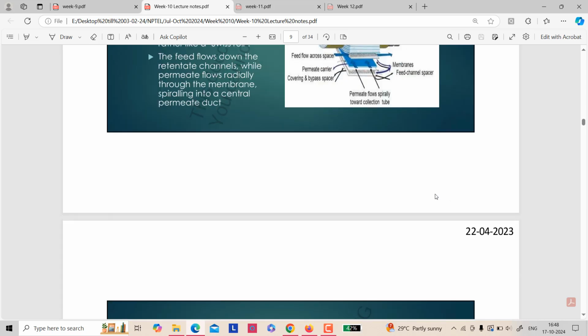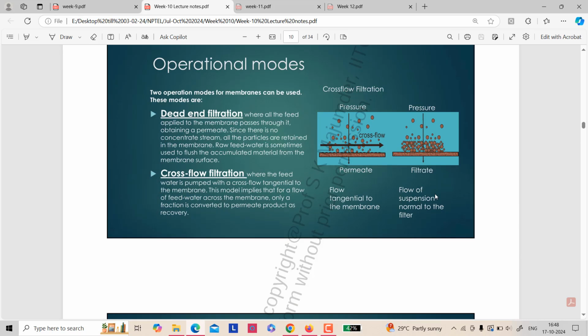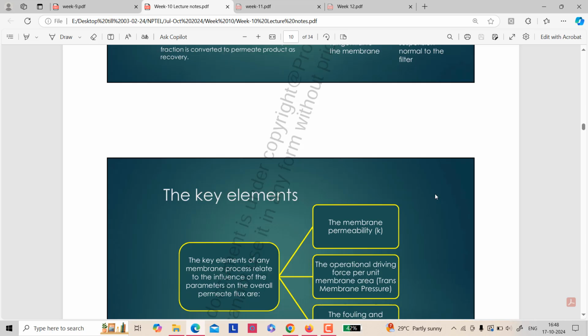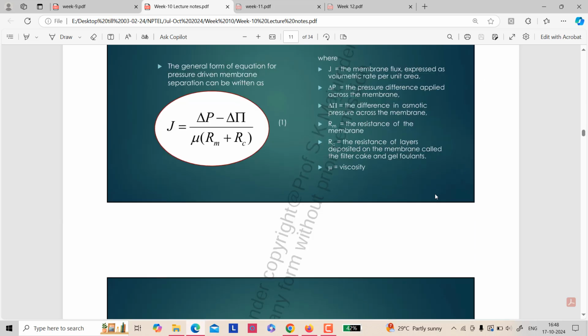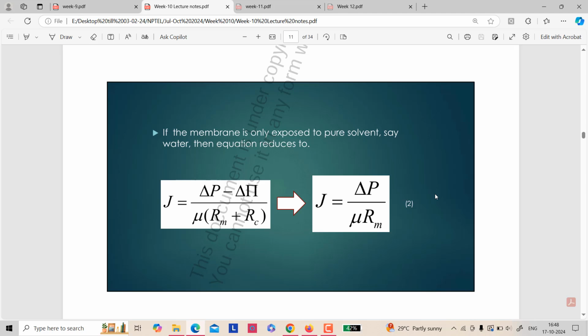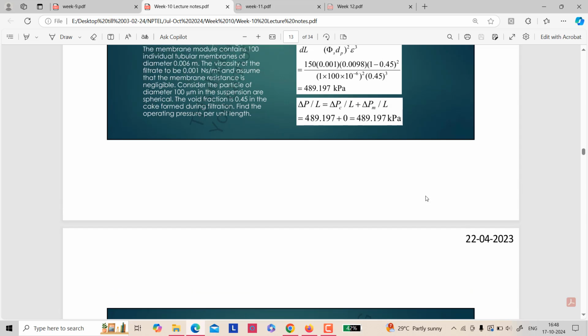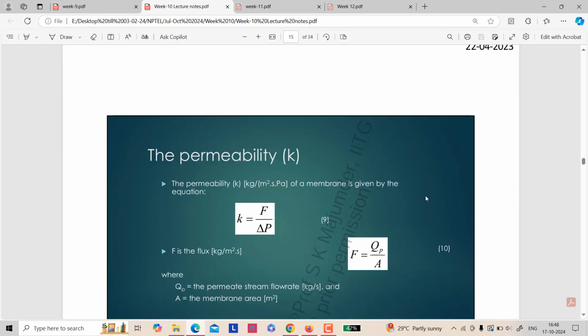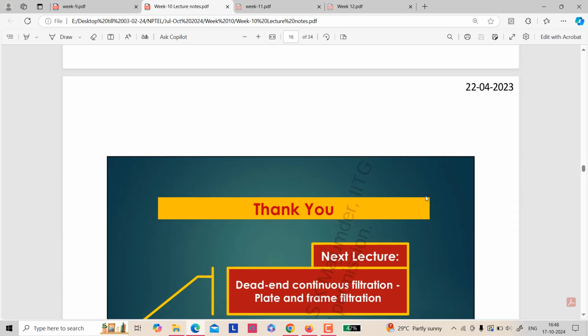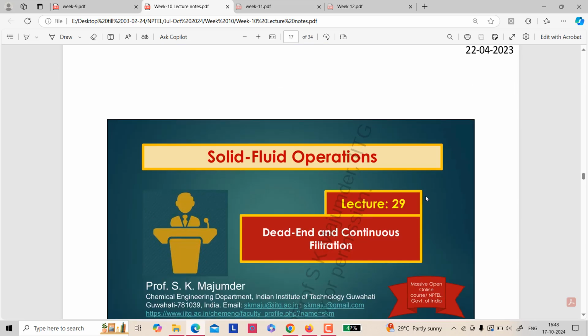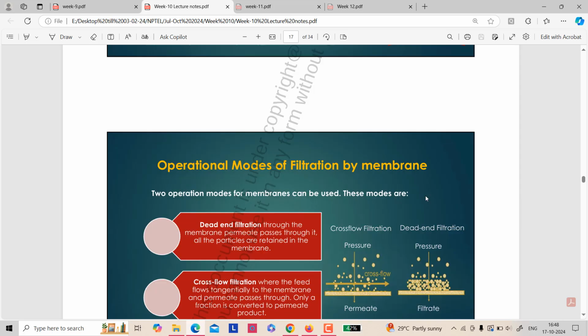This is the membrane configurations, the permeate membrane, cross flow filtration and dead end filtration. Then the general membrane equation is also calculated, and finally we'll get the expression. This is membrane fouling, then different factors for the membrane. Next comes dead end and cross flow filtration.